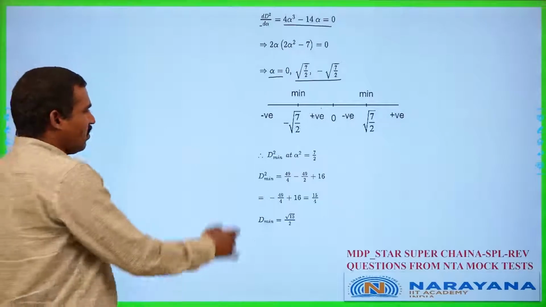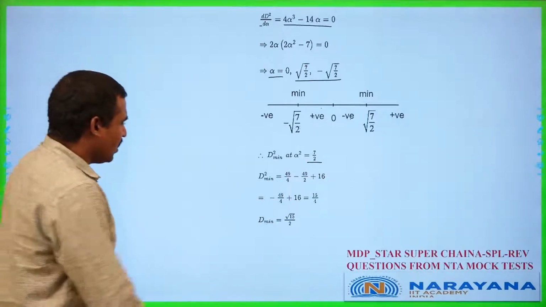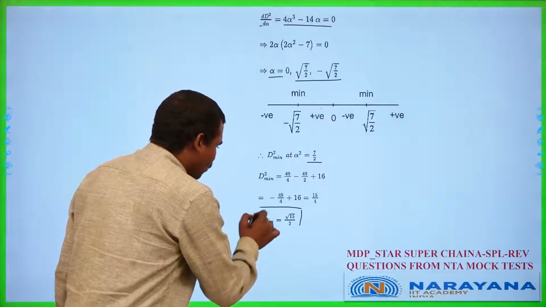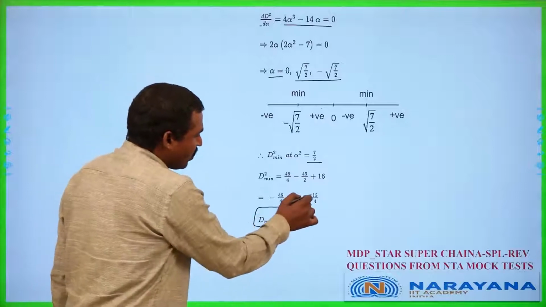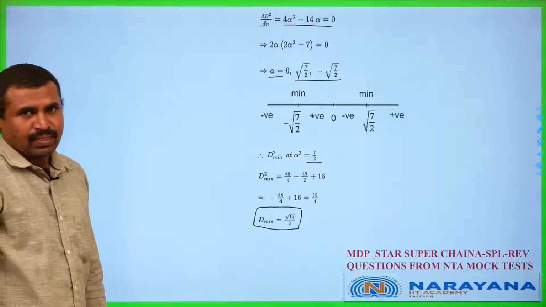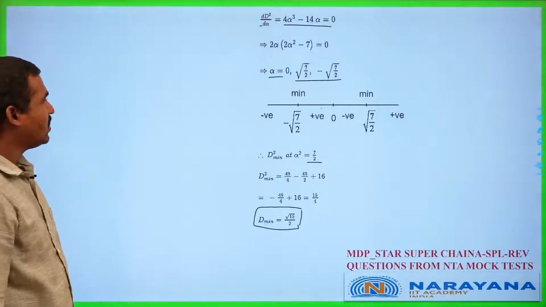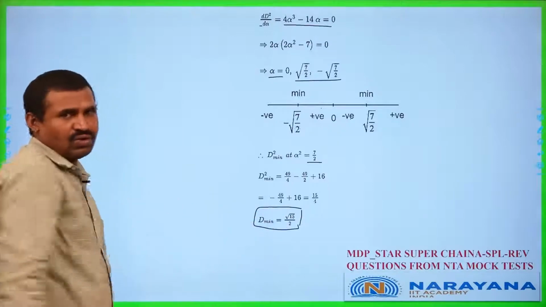So, d square is minimum at alpha square, which is root 15 by 2, that is the d square value. Distance is the square root of root 15 by 4, which is equal to root 15 by 2 only. So, the minimum distance from the origin to the curve y is equal to x square minus 4 is root 15 by 2.